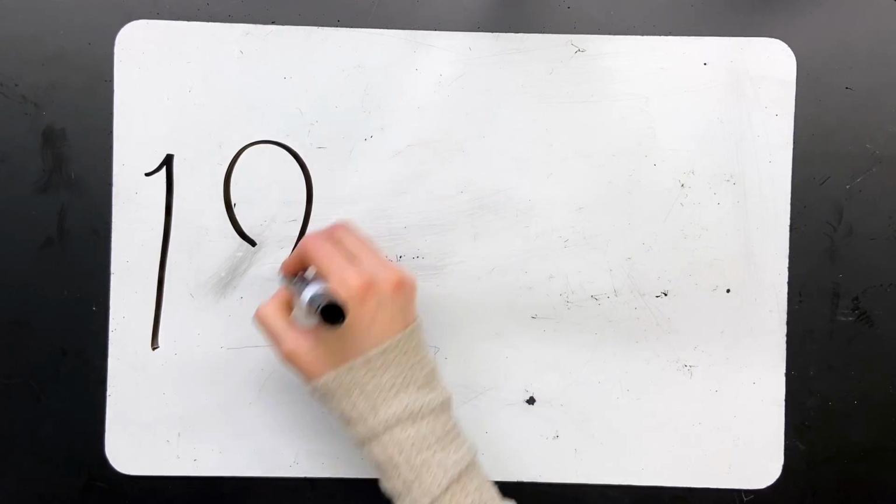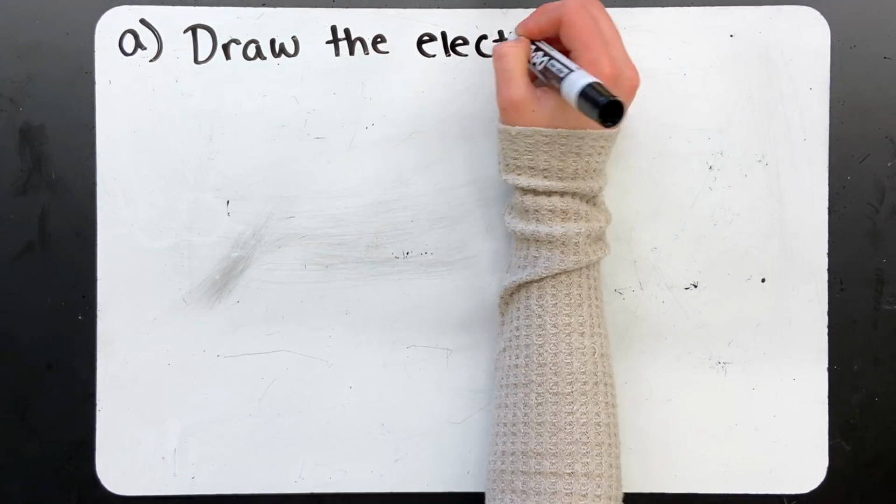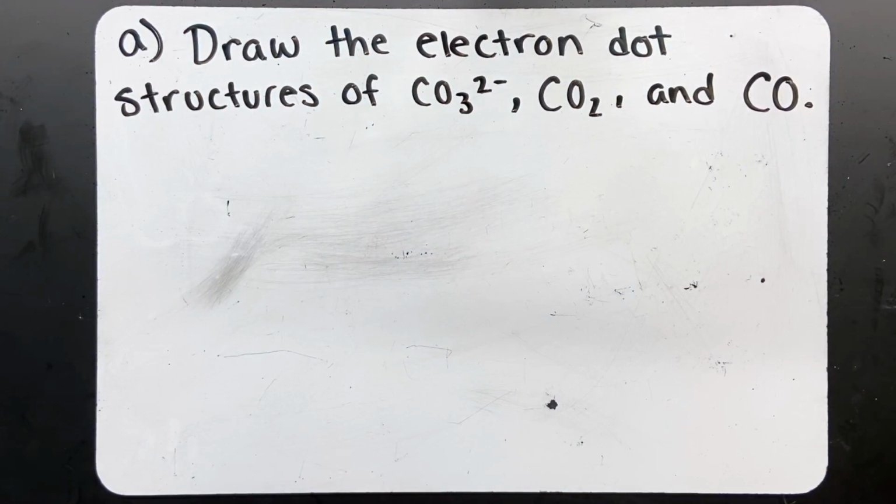This video will illustrate the answers to AP Chemistry 1982 question D. We'll begin with part A, drawing the electron dot structures of the carbonate anion, carbon dioxide, and carbon monoxide. We'll begin with the carbonate anion.